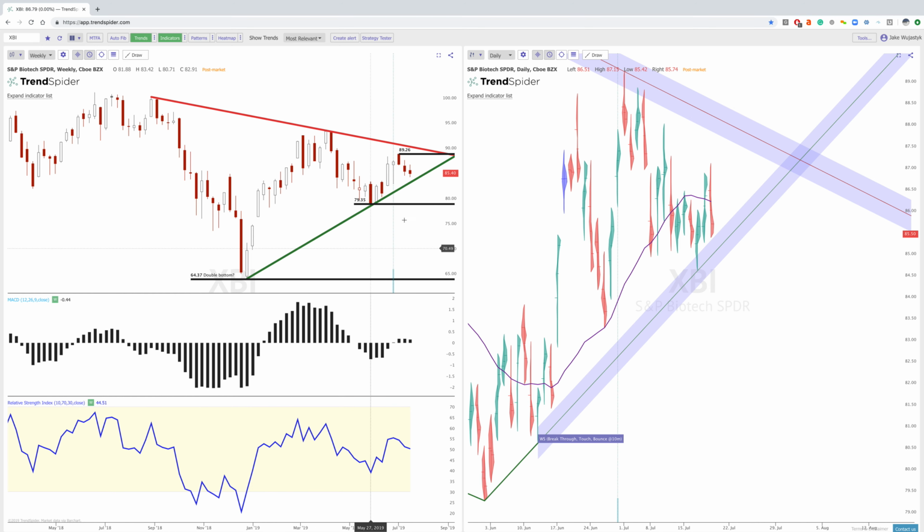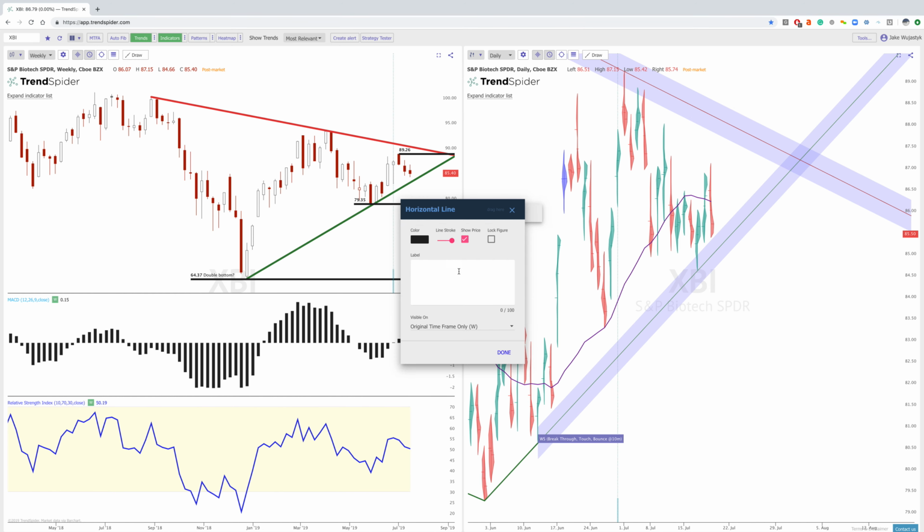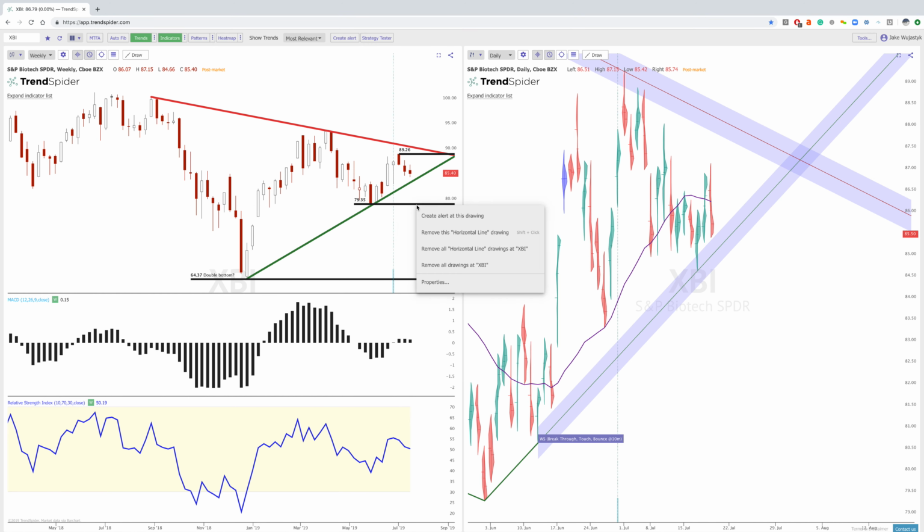So if we did start to break down through this area, naturally I would look for this previous pivot as the next area to possibly be tested. I can even go in and create an alert on this area as well, just by doing this.